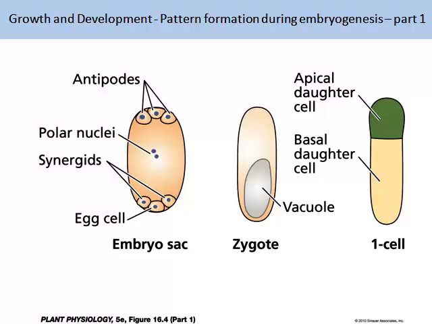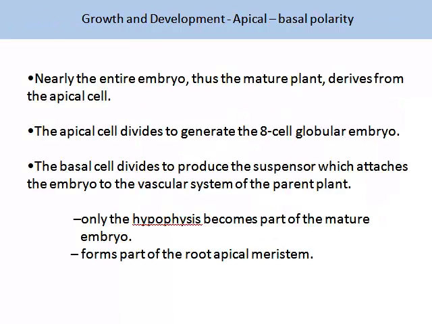The figure on the slide summarizes the processes we have just discussed. This simple visualization may be a good memory aid to remember pattern formation during embryogenesis. It is quite incredible that nearly the entire embryo, and thus the mature plant, derives from the apical cell. The apical cell divides to generate the 8-cell globular embryo. The basal cell divides to produce the suspensor, which attaches the embryo to the vascular system of the parent plant.